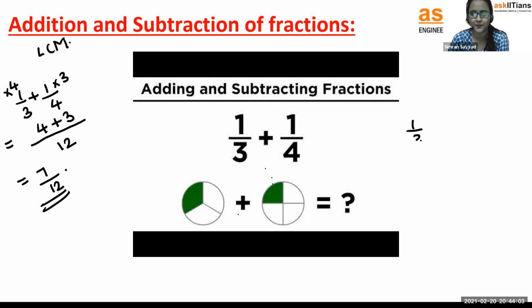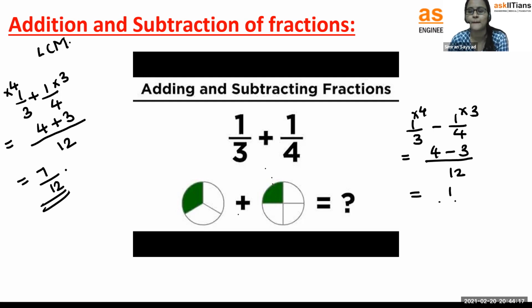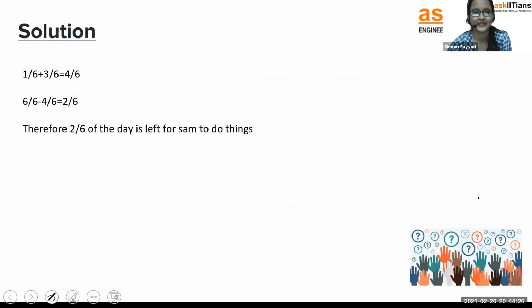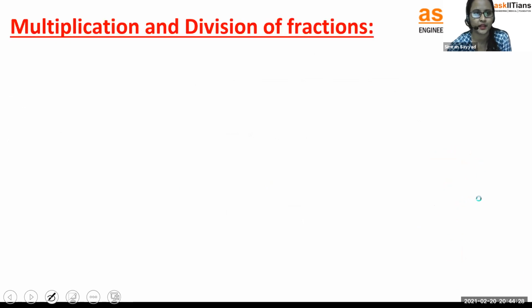Now, let's do the subtraction of the same fractions. Again, you have to get the LCM, times 4 and times 3. So 4 minus 3 is equal to 1 by 12. So this is your answer for subtraction. Okay, great. Let's see some problems on that.